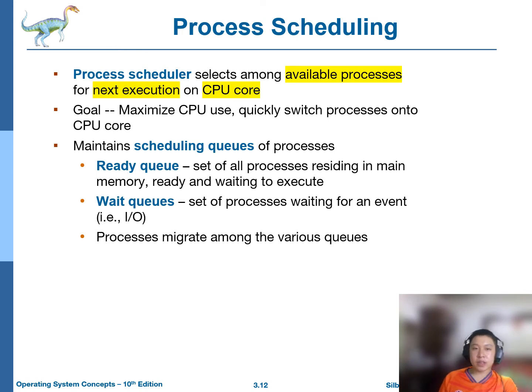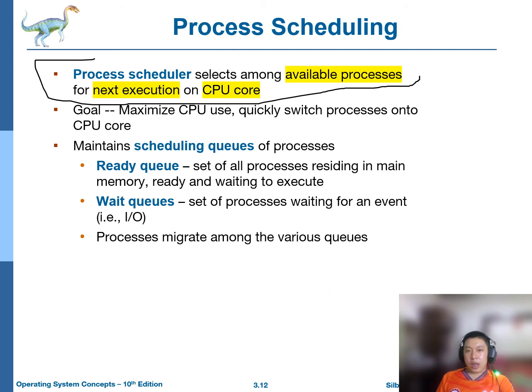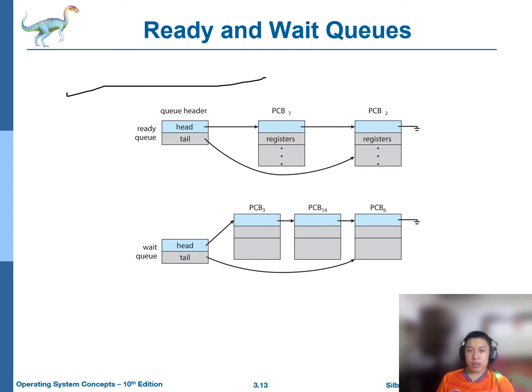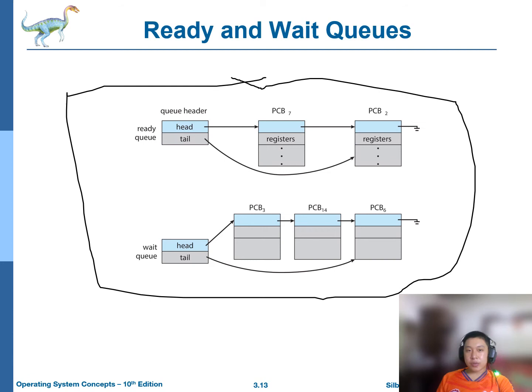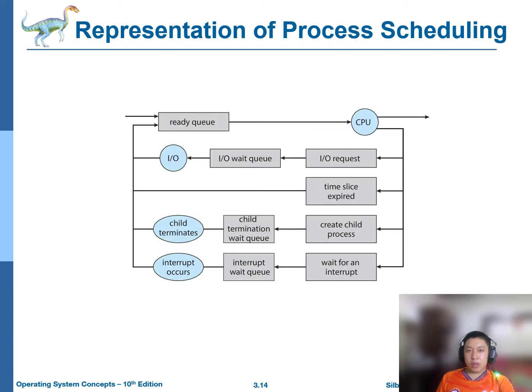Process scheduling. The process scheduler selects among available processes for the next execution on a CPU core. It maintains scheduling queues of processes: the ready queue and the wait queue. Processes migrate among the various queues. This photo shows the ready queue and wait queue, a representation of process scheduling.